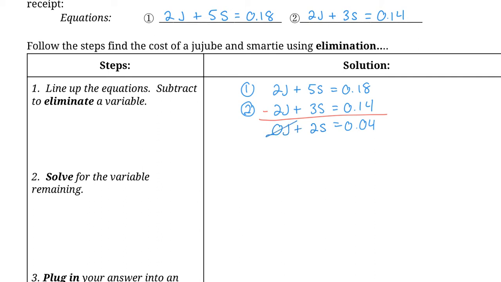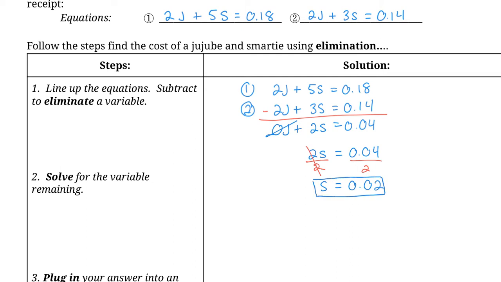So we're just left with 2S equals 0.04. And we just need to solve for S in this case. So to get S by itself, we need to divide by 2. And that means S is just equal to 0.02. So S is equal to 2 cents.